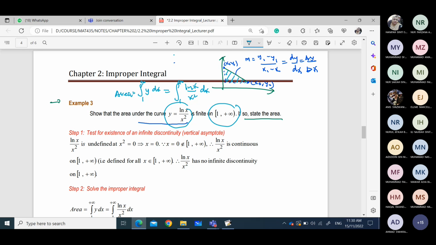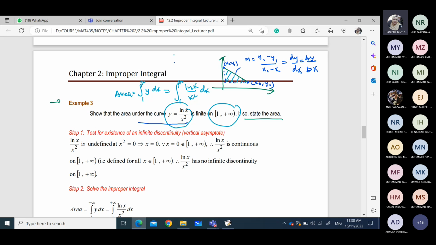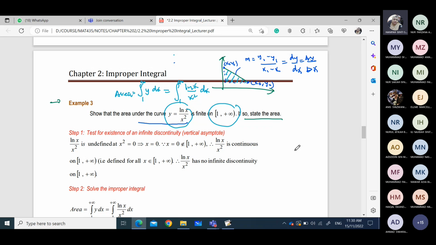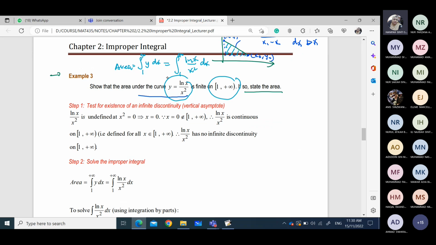Okay, faham eh? Alright, so first of all, we need to check whether this curve, which is natural log of x over x squared, has continuity in this interval or not. Okay, so as usual, we check. So we have this function. So let f of x be the function, natural log of x over x squared.